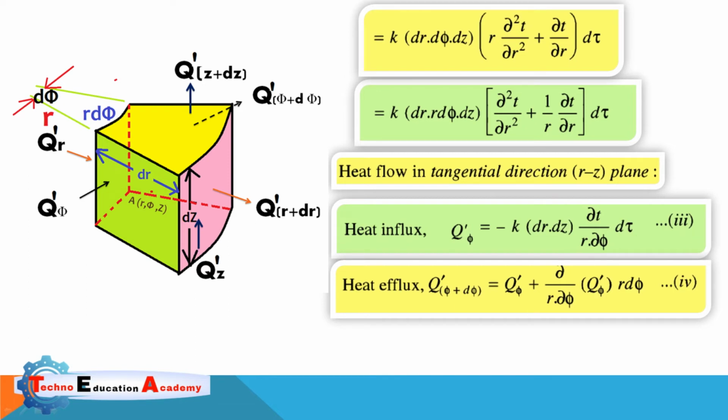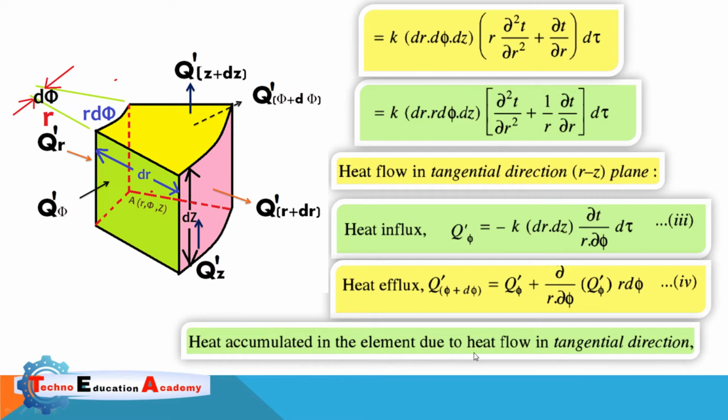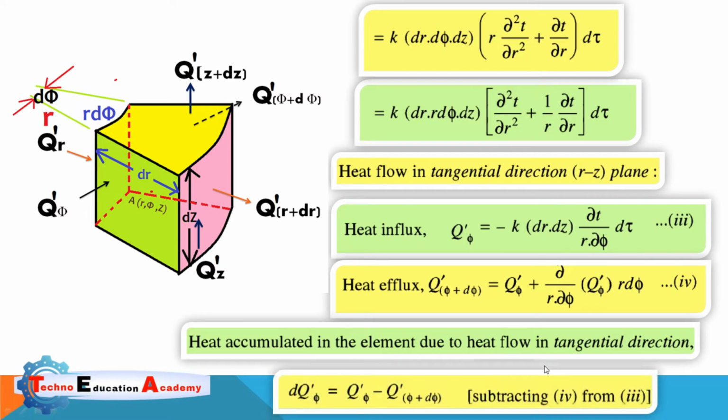Same as the heat exit, q dash phi plus d phi equals q dash phi plus del by del phi of q dash phi into r into d phi into d tau. We can also derive this equation by using the Taylor series. We have already derived it in the previous case. Same as here we can expand this equation. So the heat accumulated in the element due to the heat flow in the tangential direction equals subtracting equation 4 from 3.